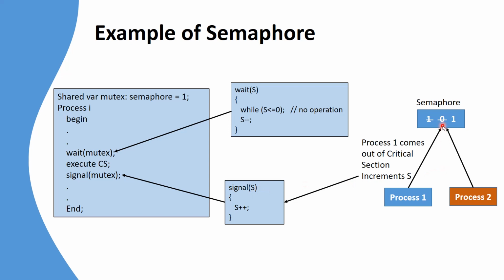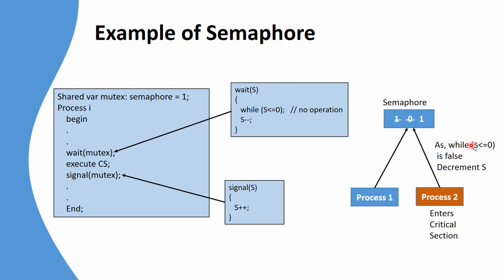So initially when it entered, it changed the value from 1 to 0. When it comes out, it changed the value from 0 to 1. So the final value after process 1 comes out of the semaphore critical section is 1. Now process 2 sees the value of the semaphore as 1, which is false. So now process 2 can enter the critical section.